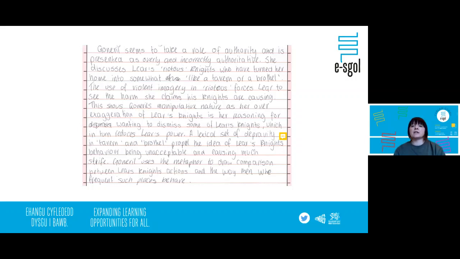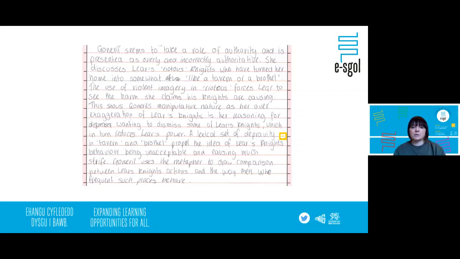Use of violent imagery and riotous forces leads Lear to see the harm she claims his knights are causing. This shows Goneril's manipulative nature, as her over-exaggeration of Lear's knights is her reasoning for wanting to dismiss some of Lear's knights, which in turn reduces Lear's power.